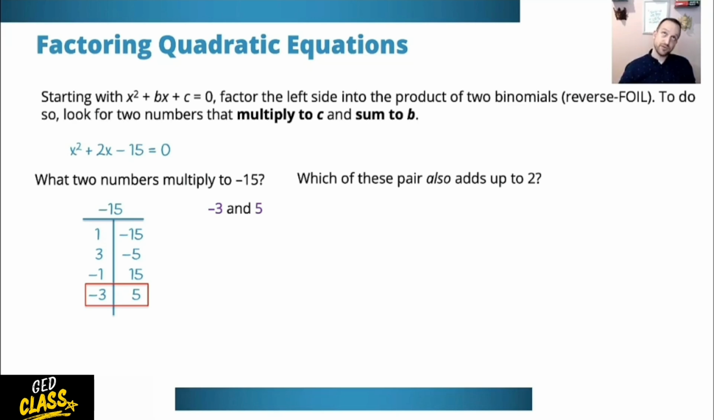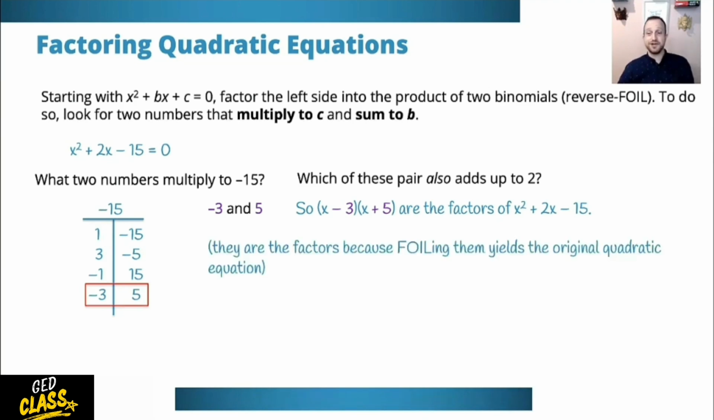So negative 3 and 5 are what has to go inside the binomial. So this is how that binomial must have originally looked. And we can also FOIL it back out. FOILing this back out had better give the original expression we started with at the top of the screen.